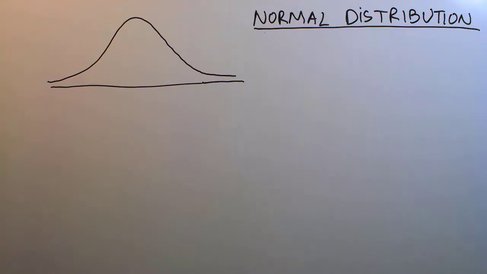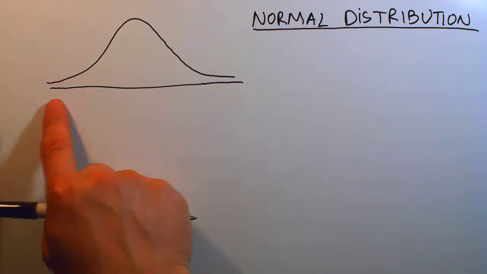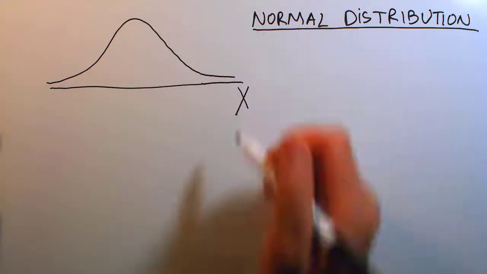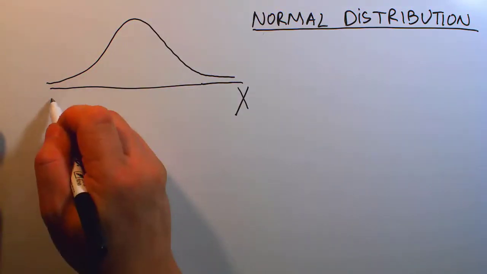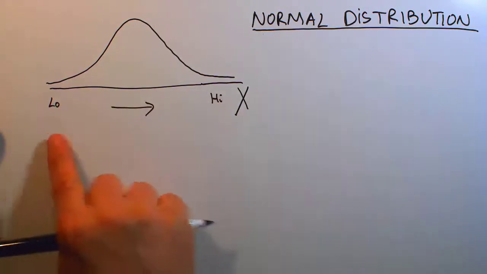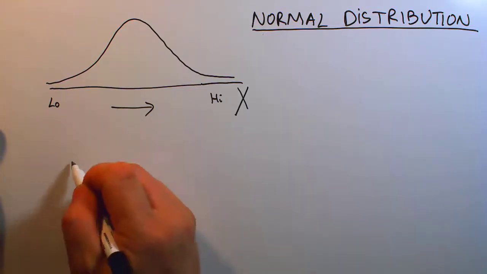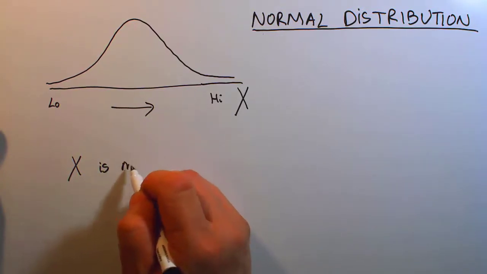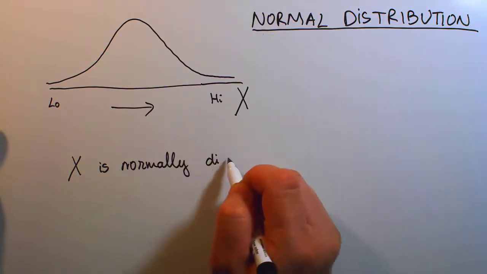And so on this bell curve here, this horizontal line represents all values of our continuous random variable x. Just as usual, the values of x go from low to high, from the left to the right. A different way of saying this is that the continuous random variable is normally distributed.